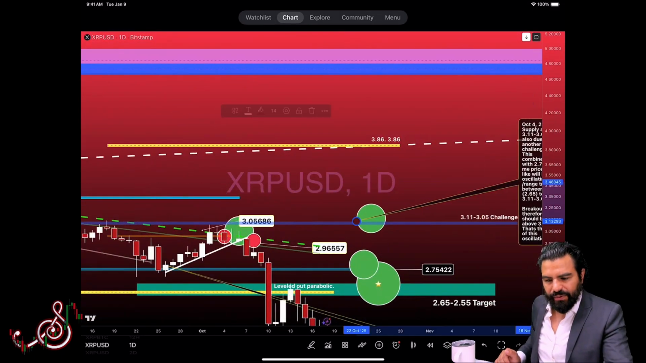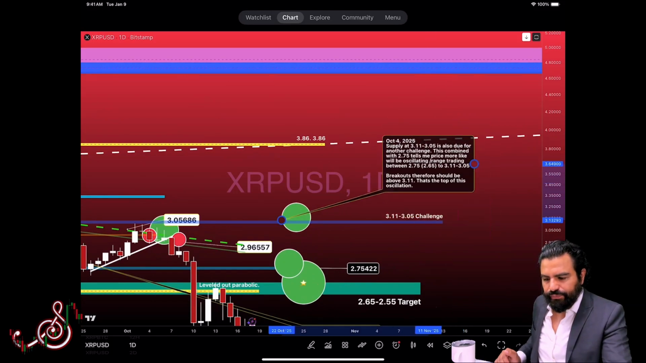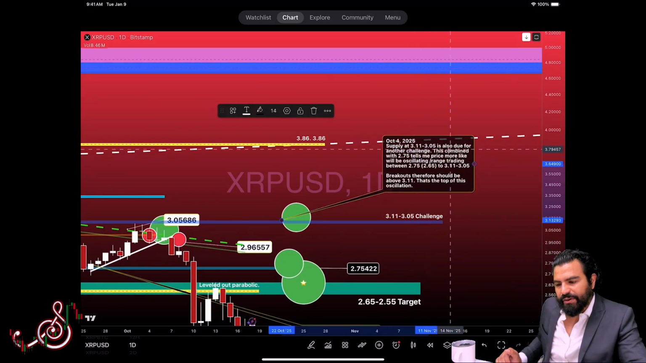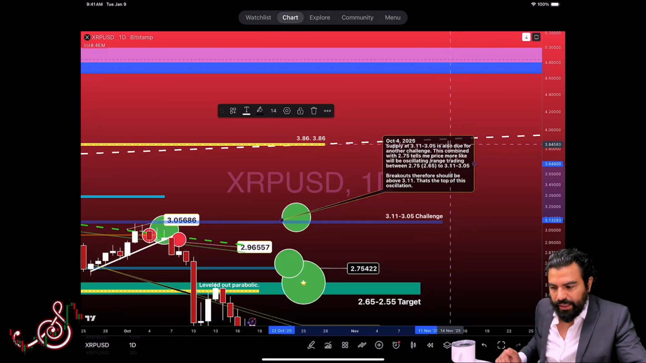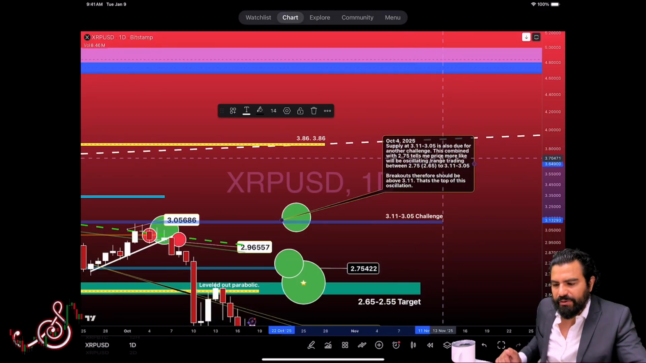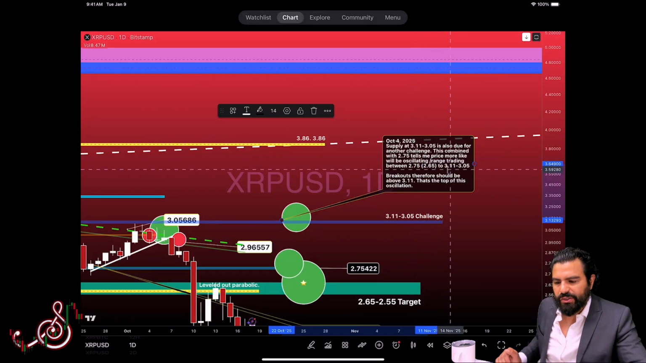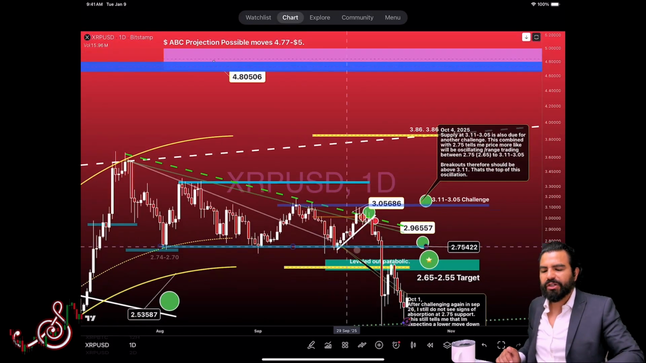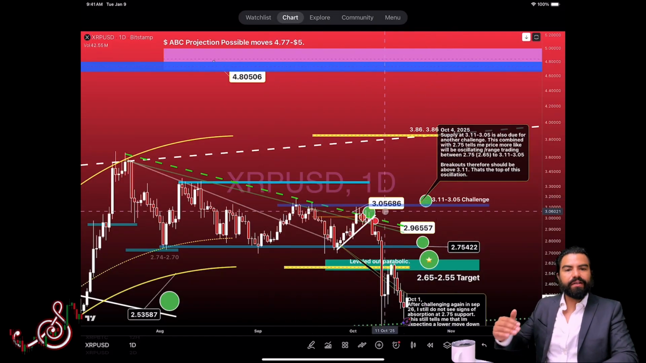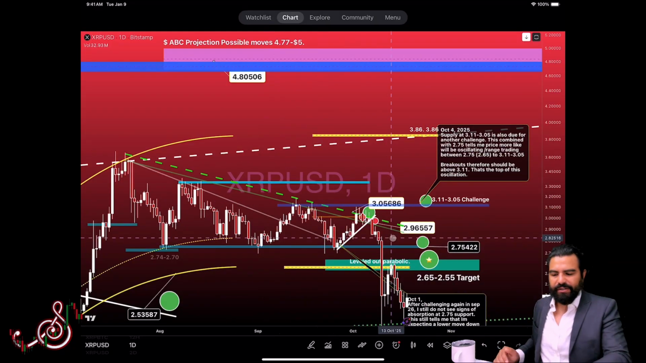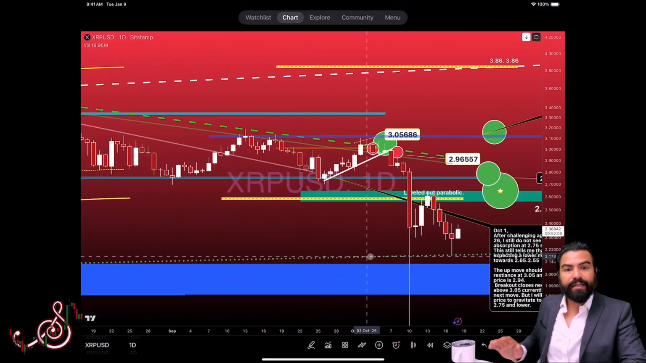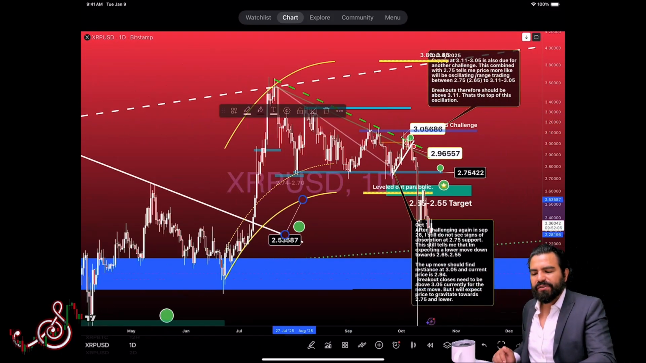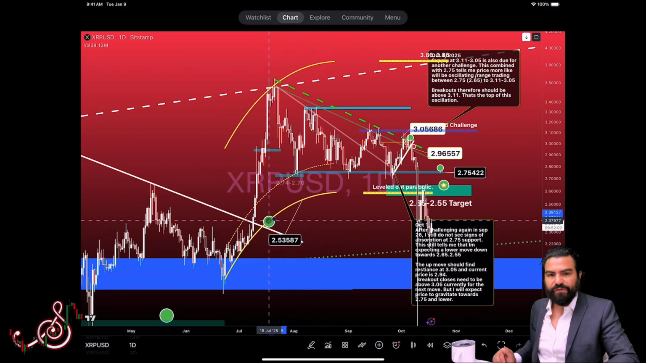Oh, by the way, on October 4th, I said this. Also, supply at 311 and 305 is also due for another challenge. This combined with 275 tells me that we will be more likely oscillating, range trading between 275, 311, 305. Breakout should be above 311. So before we're bullish again, XRP, we really should be above 305, 311. Until then, we should be playing in these areas. But the closes on Monday told us another territory was forming. And why is this? Yeah, that's for the original health.